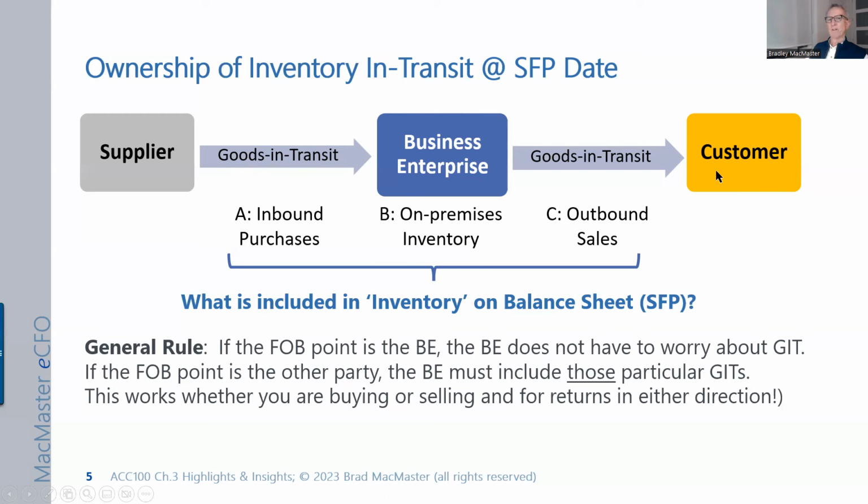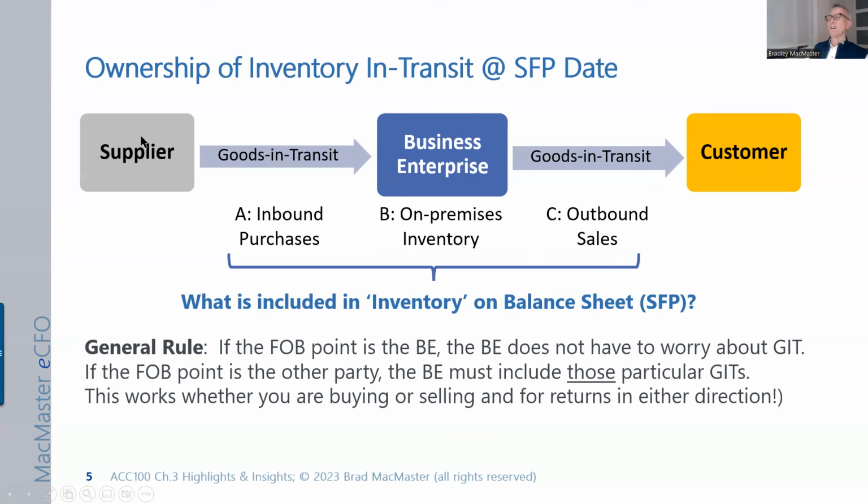Likewise, if we are shipping to our customer and our terms of shipment are FOB shipping point, then as soon as we put them on the truck and the truck leaves our dock, those goods belong to the customer, and the customer is taking on the risk of anything happening to them. So when the FOB point is destination from a supplier or shipping point from us to a customer, we don't have to worry about goods in transit. But in any other situation, we do.